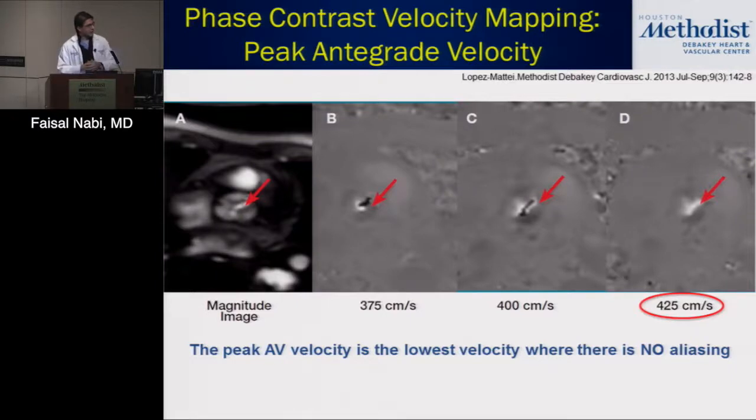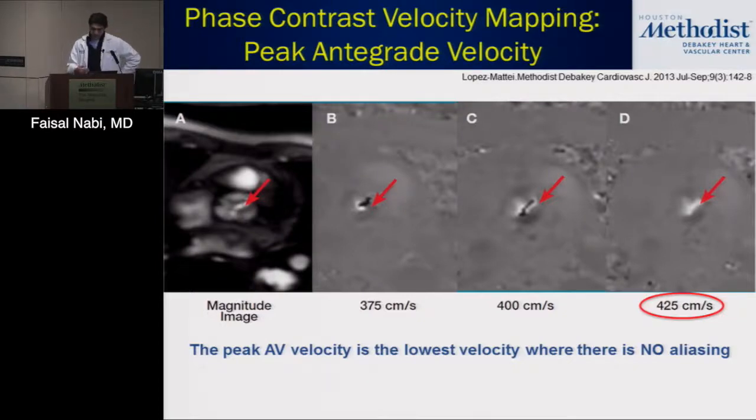But here's the case. You can see the magnitude image. The valve doesn't look like it's opening normally. And then we have a series of velocities that are encoded to determine what velocity is crossing this valve. And wherever you see aliasing, or where you see both black and white in the image, it is considered that the velocity is actually greater than what you have encoded.